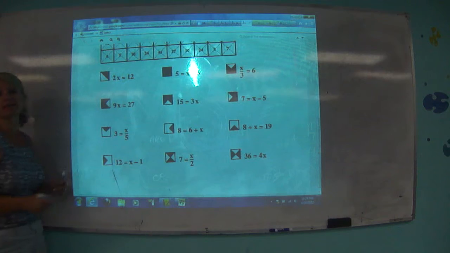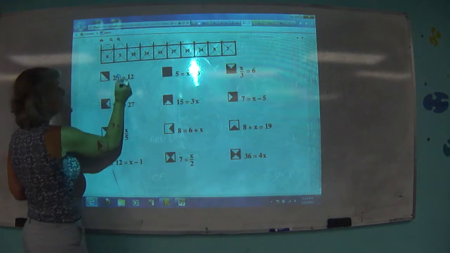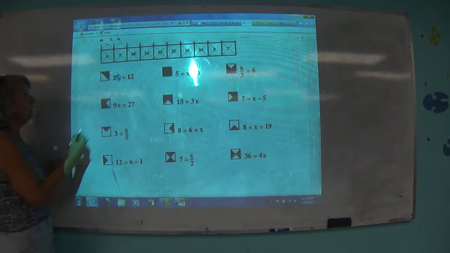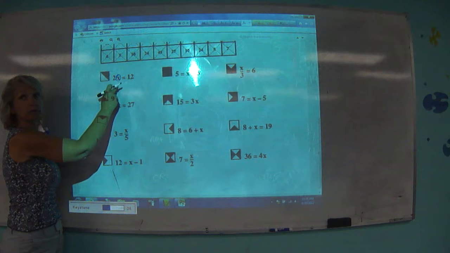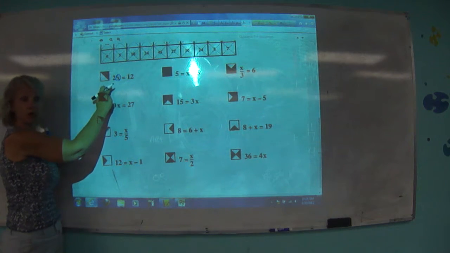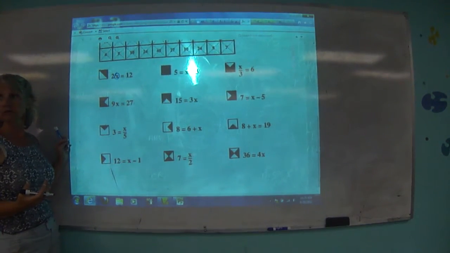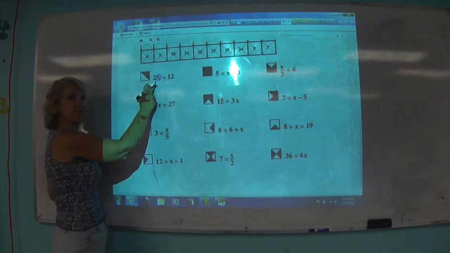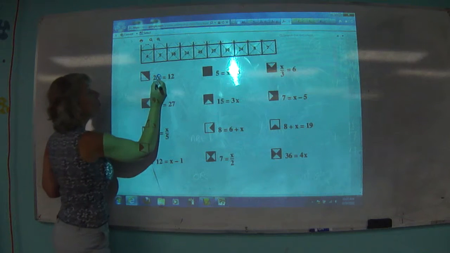When we have 2x equals 12, our key is to isolate the variable. We talked about inverse operations when we were doing order of operations. When we have 2 and x together, what are they doing? They're multiplying. What's the inverse of multiplication? Division. So in order to get 2 away from x, we're going to have to divide by 2.